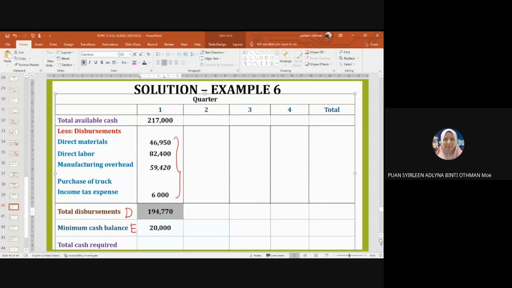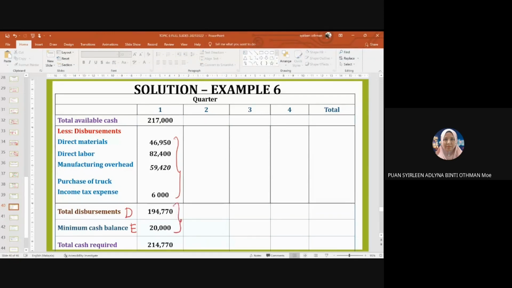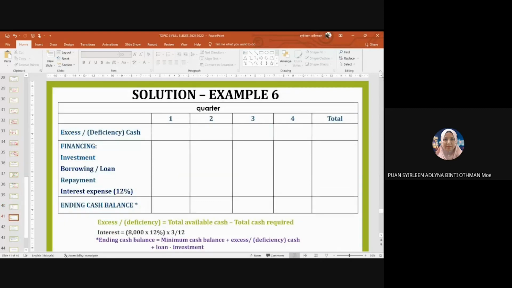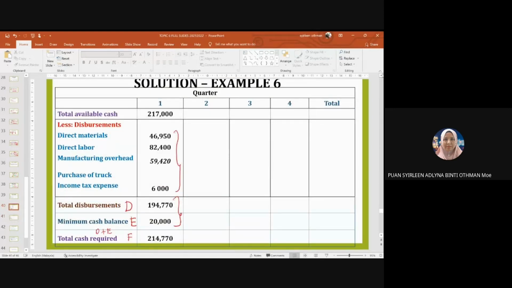So the total cash I need for the first quarter is 214,770, which is D plus E. This is F. F we get from D plus E. You refer back to the format. So for each quarter, for this first quarter, I need 214,770, because I need to pay 194,770 and I must leave in hand 20,000. So I need that to be in my hand.